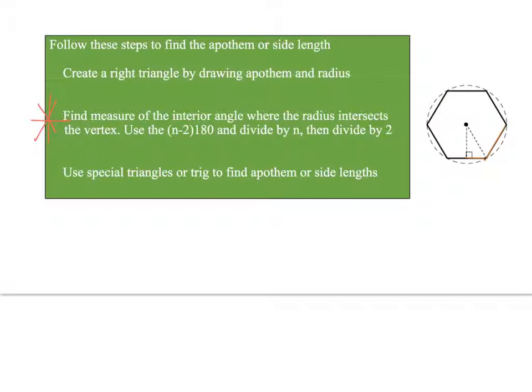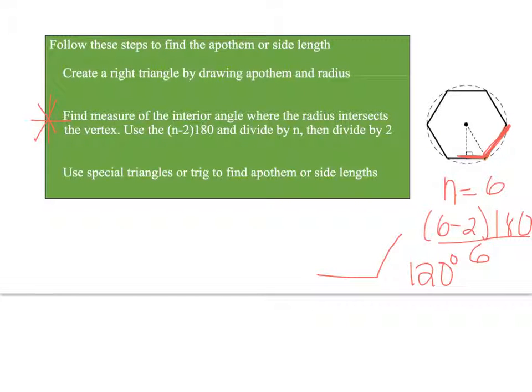I want to talk a little bit more about the second step, find the measure of the interior angle. Take a look at this figure over here. This is a hexagon. Here is one interior angle of a hexagon, and so n would equal 6. So we would do 6 minus 2 times 180, and then we would divide that by the number of sides, which is 6. So we would get the full angle is 120 degrees.